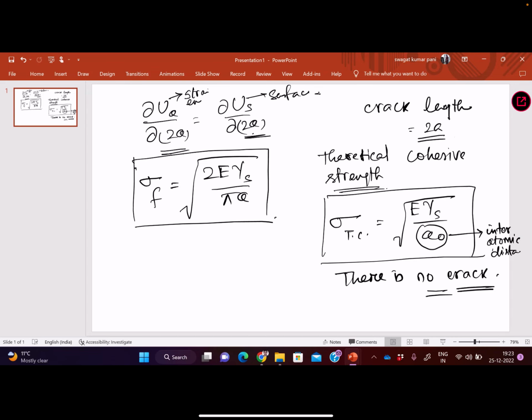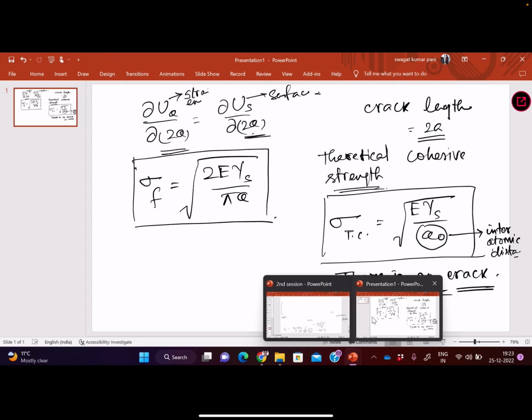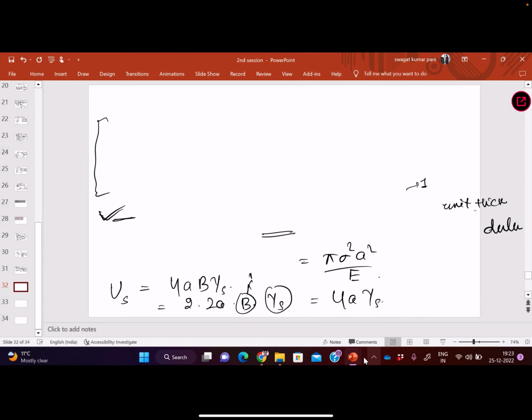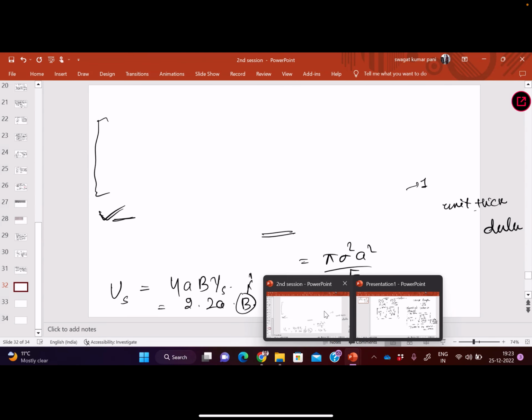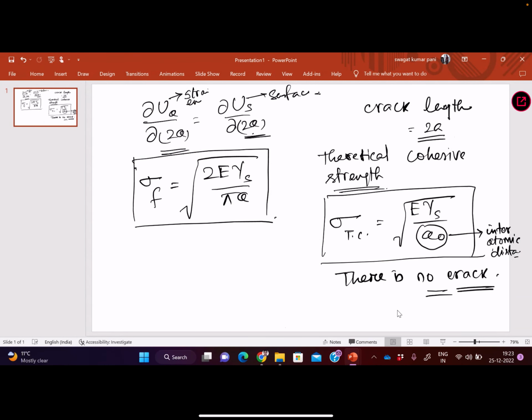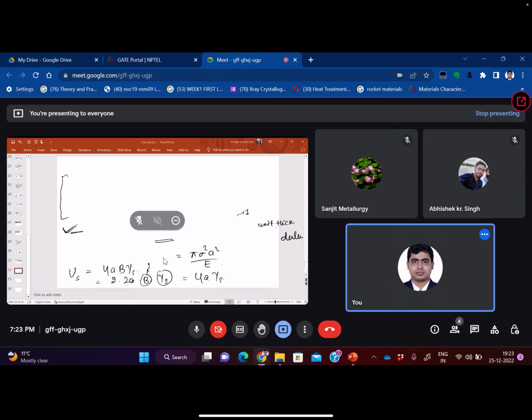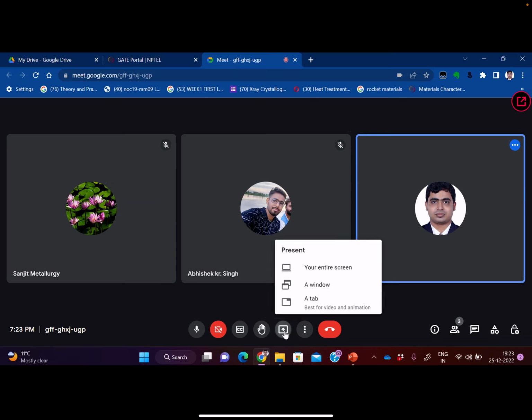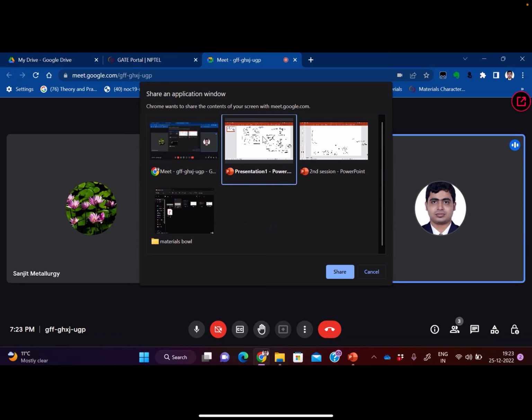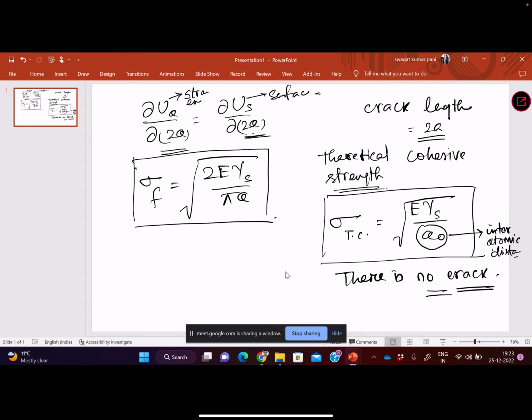Sir, actually your slide is not visible. Not visible. Sir, it has stuck on a particular moment. Oh, okay. Now it's visible, no? Yes, sir. Now it's visible. Yes, sir.